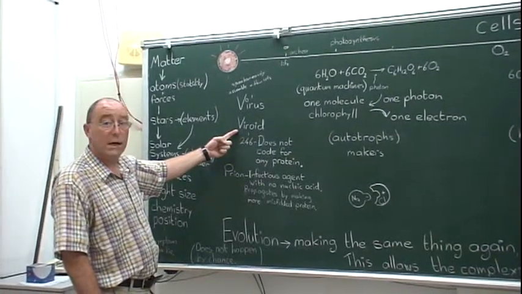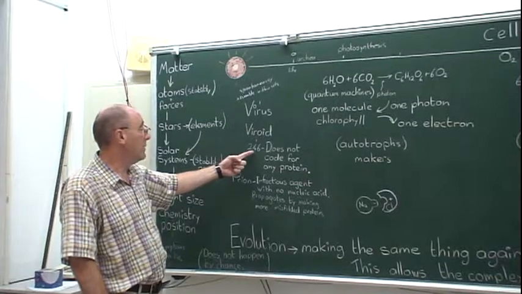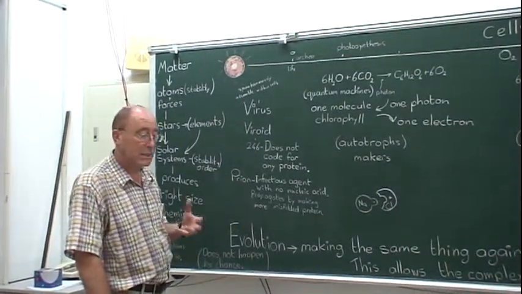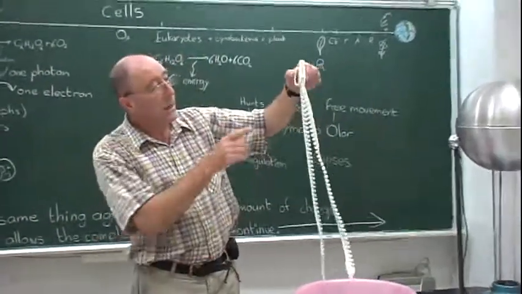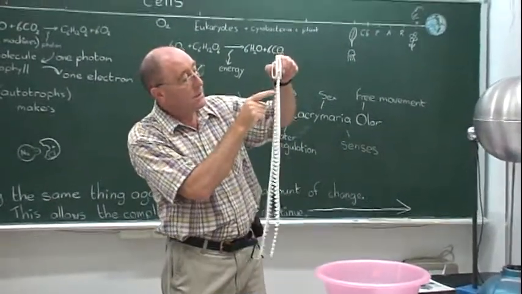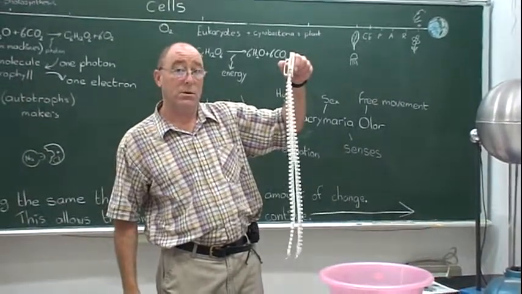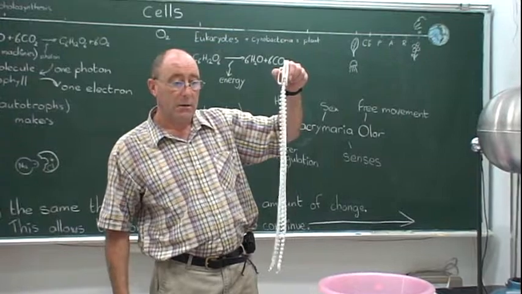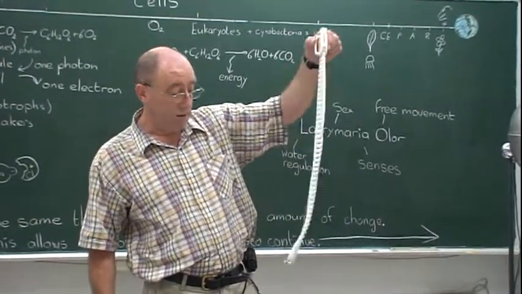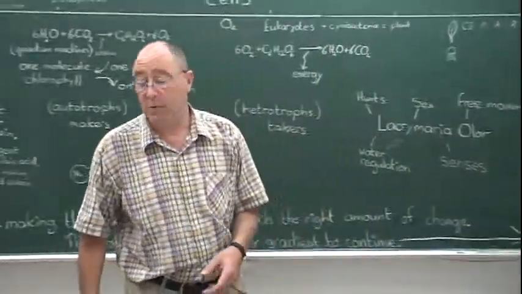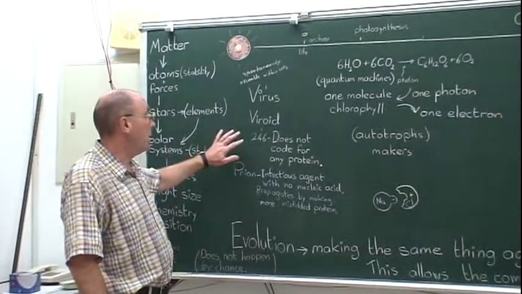This is the smallest kind, a viroid. It only has 246 nucleotide bases, and that means if I could see its DNA like this, I could count 246 of these. Well, that really isn't very big at all. We need 3 or 4 billion. Well, a viroid really is just a molecule.